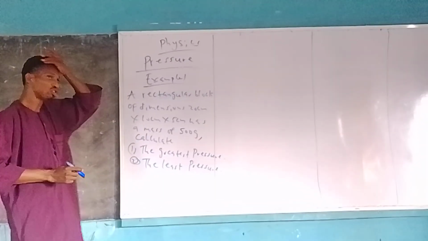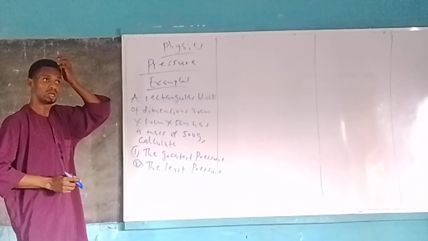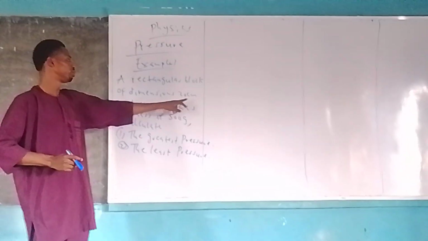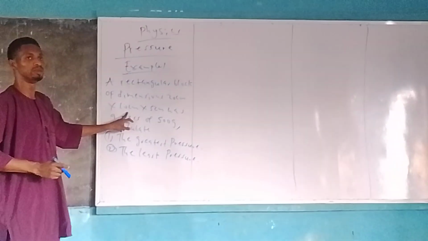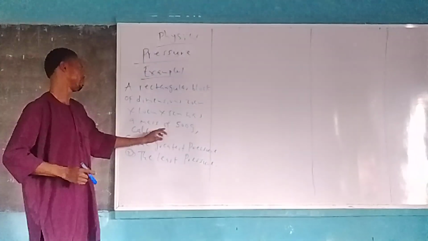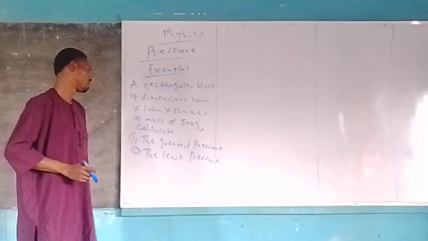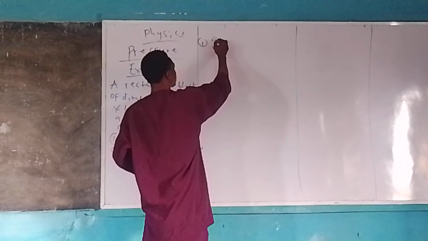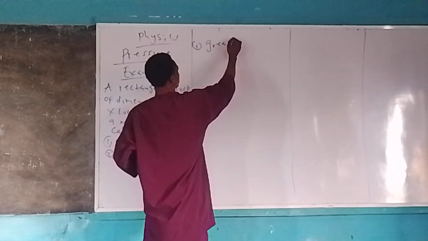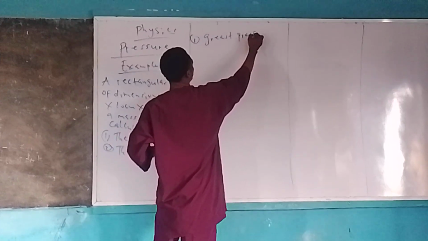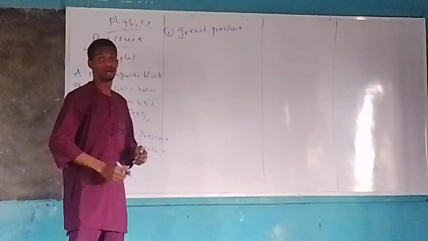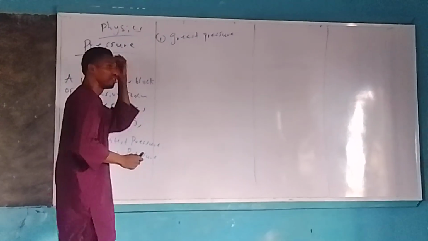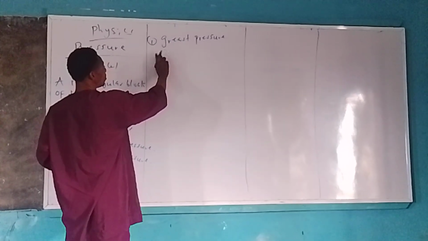Now, let's solve this problem. Please take note of this question. The rectangular block of dimension 20 centimeter, 10 centimeter, 5 centimeter has a mass of 500 grams. Calculate the greatest pressure. Let's solve number 1. Greatest pressure is said to have maximum pressure. So now, what is the formula for greatest pressure?